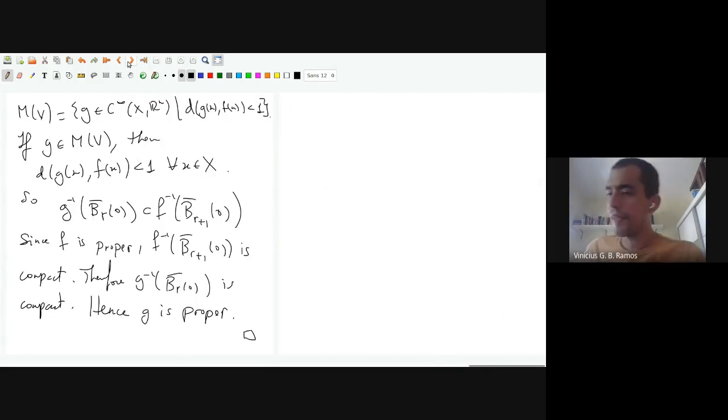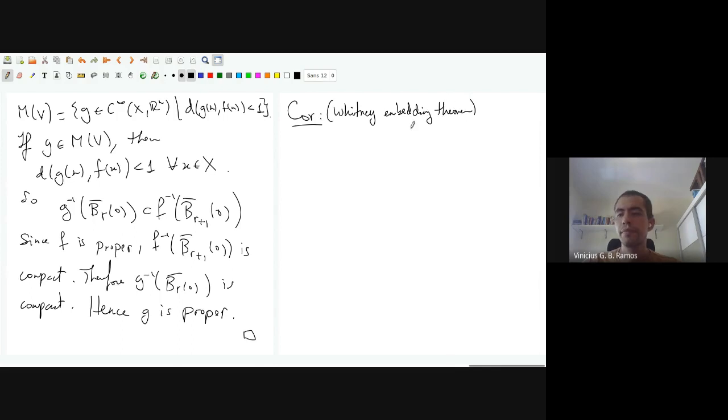Okay, but now finally, I can get the Whitney embedding theorem corollary, which says: let X be an n-manifold, then there exists an embedding from X into R to the 2n plus 1. Okay, and the proof is very simple.